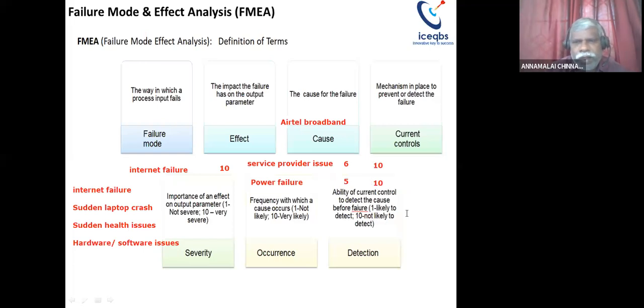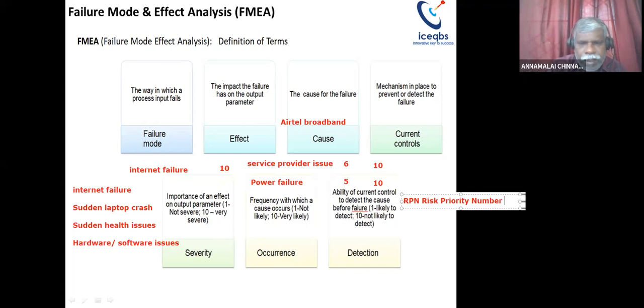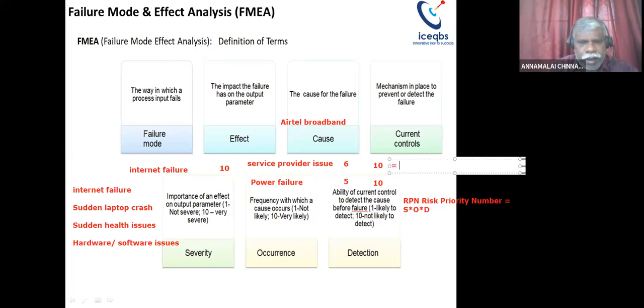So once I have given these values of severity, occurrence, and detection, then I'll have to calculate a value called RPN, which is the risk priority number. I just calculate this value by multiplying severity by occurrence by detection. So for the service provider issue, the RPN will be 10 multiplied by 6 multiplied by 10, that is equal to 600. And for the power failure issue, the RPN will be 10 multiplied by 5 multiplied by 10, that is equal to 500.